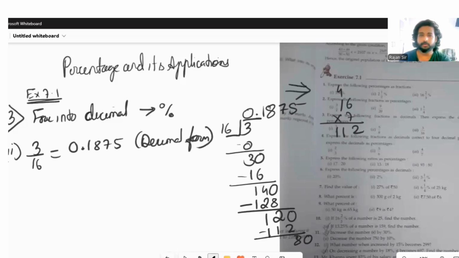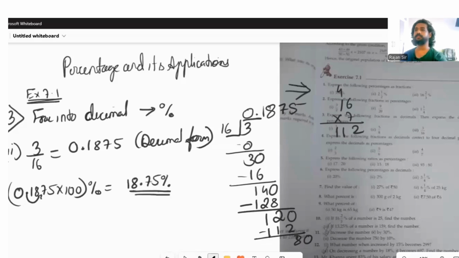Okay, now from decimal form you can multiply 0.1875 by 100, and like I said, make sure you write the percentage sign and shift the point two places to the right. So that means it will come over here. So that would be 18.75 percent, and that's it. This is in the percentage form.